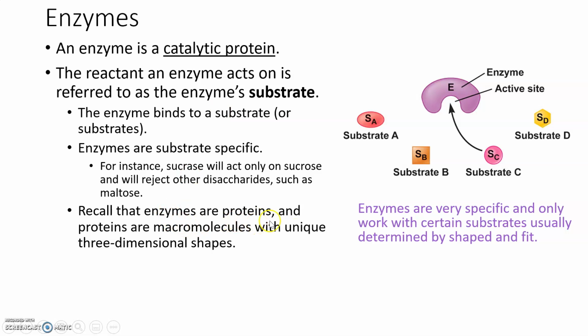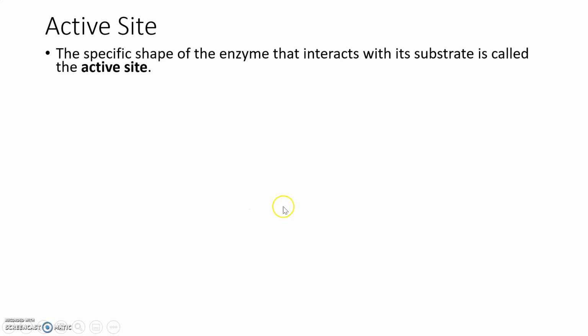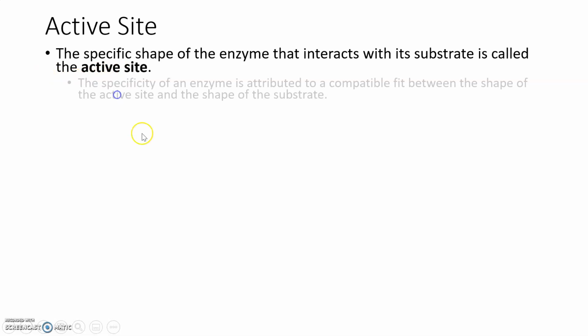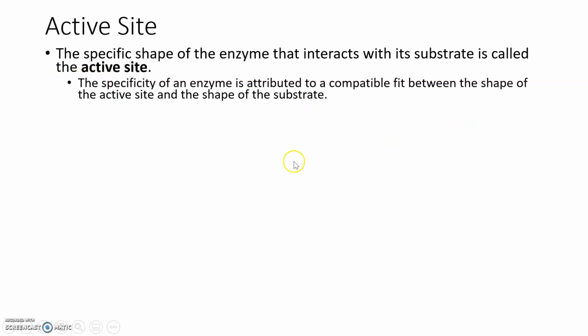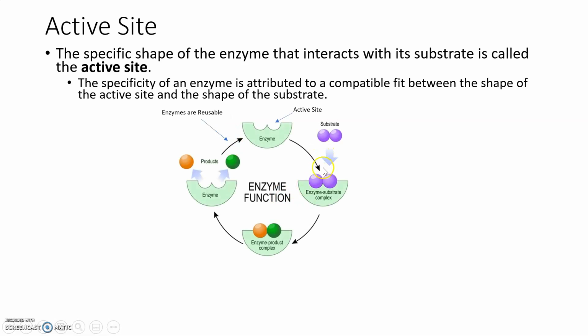So again, enzymes are proteins, and proteins are macromolecules, and they have very unique three-dimensional shapes. That's important for all proteins, not just enzymes. How specific that enzyme can be is all dependent upon its shape. And the active site is the important part of the shape. The specific shape of the enzyme where it interacts with the substrate is called the active site. We saw that on the previous slide.